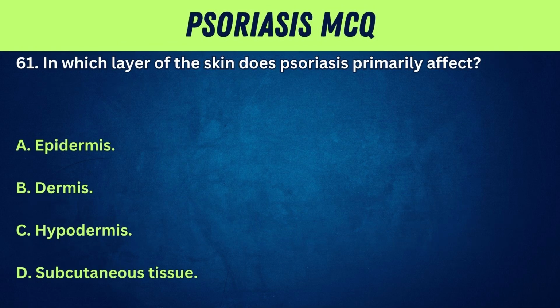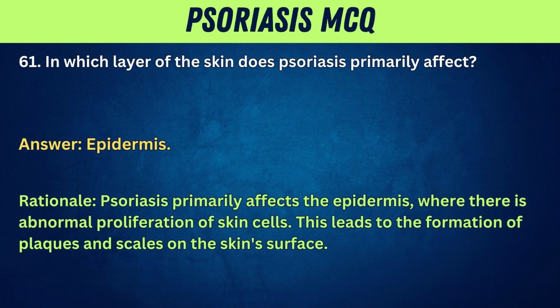61. In which layer of the skin does psoriasis primarily affect? A. Epidermis. B. Dermis. C. Hypodermis. D. Subcutaneous tissue. Answer: epidermis. Rationale: psoriasis primarily affects the epidermis, where there is abnormal proliferation of skin cells. This leads to the formation of plaques and scales on the skin surface.